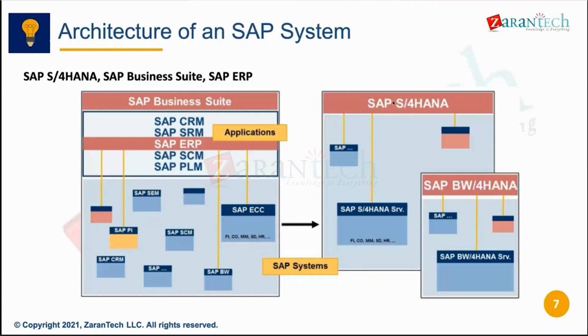Now SAP S4HANA. As I said, what is the full form? Simplified suite. This is also a suite. It is not like a business suite, it is also a suite. So it also comes with a SAP S4HANA server. Like you see here, there is a mapping, right? SAP ECC is the ERP Central Component.